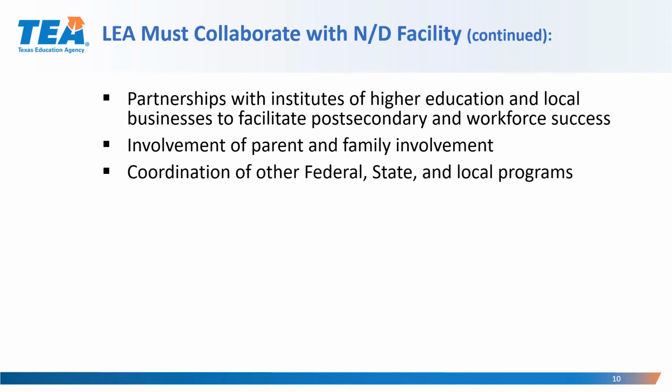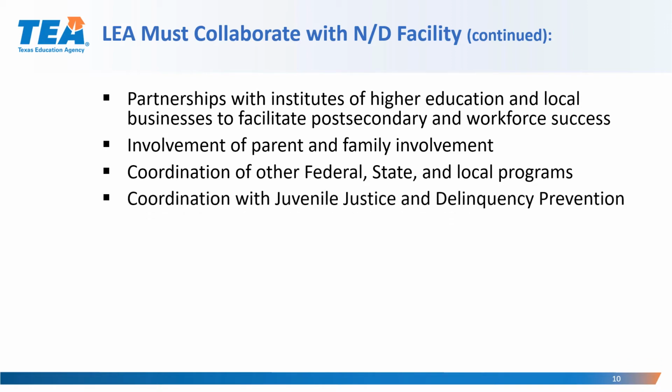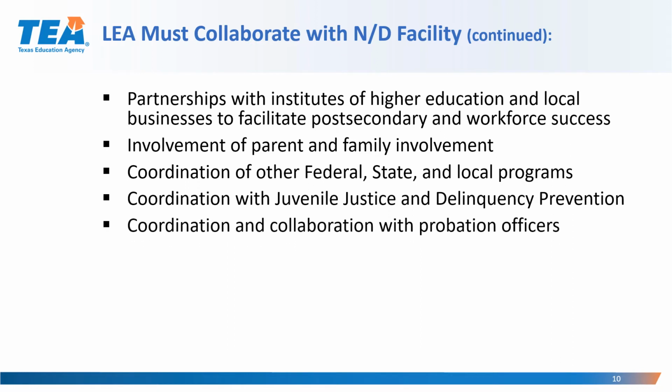Provide the coordination of federal, state, and local programs in written form. The LEA must provide a description of coordination with the Juvenile Justice and Delinquency Prevention Act of 1974, if applicable. Provide a description of coordination and collaboration with probation officers to assist children and youth.